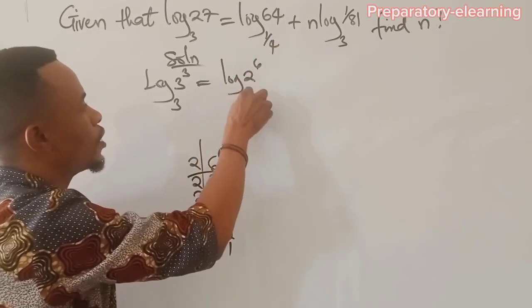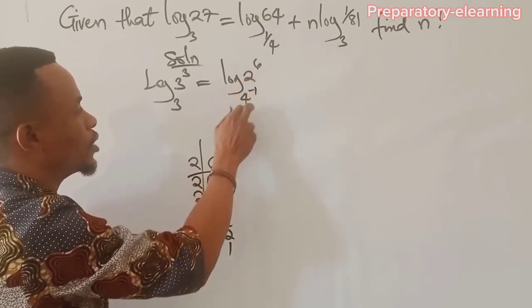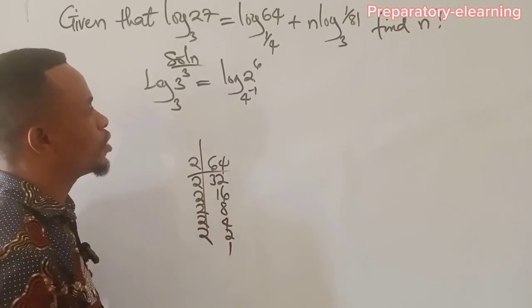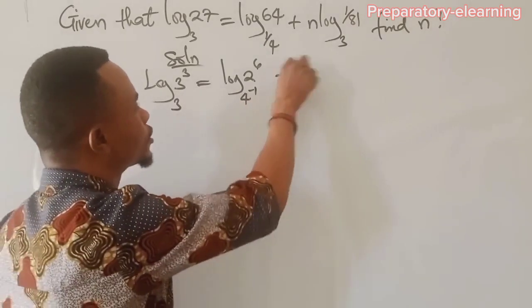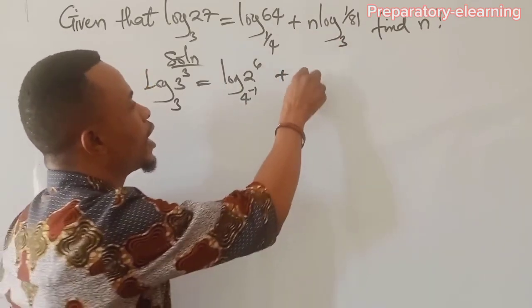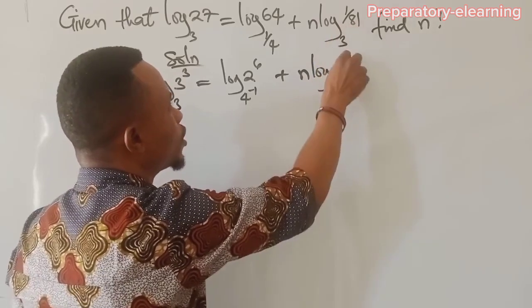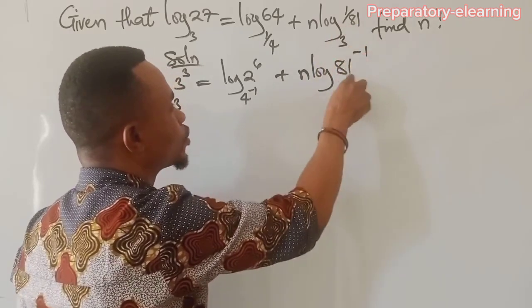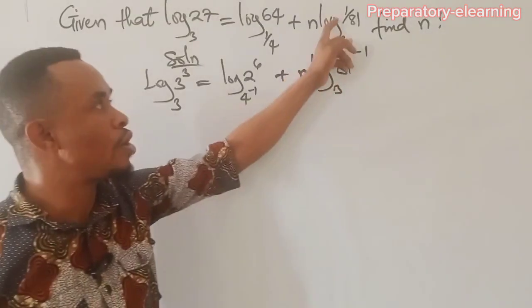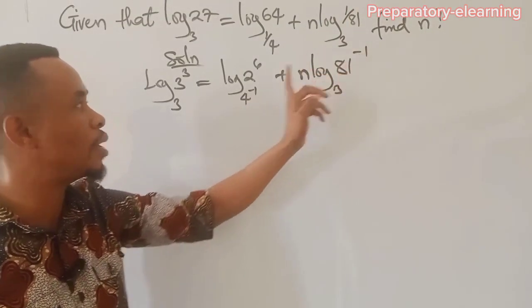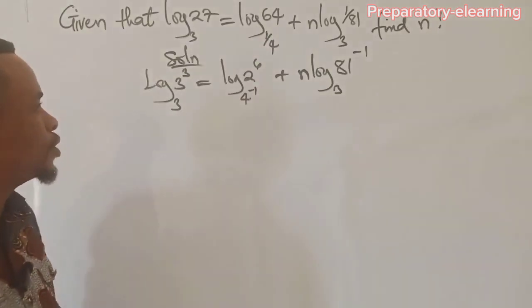Now for this 4, which is 1 over 4, that's going to be 4 power minus 1. Don't forget that 1 over 4 is 4 power minus 1. Plus n log 1 over 81 is what? 81 power minus 1 base 3. We had said anytime we have 1 over, it means power minus 1. Now let's see how we can continue to solve this.